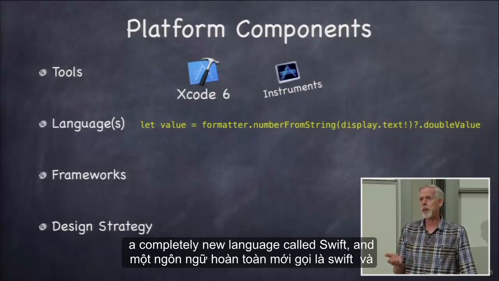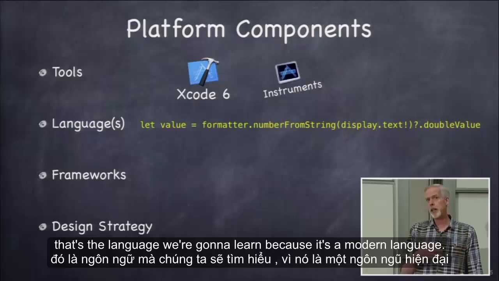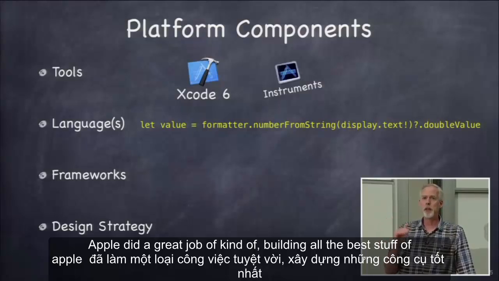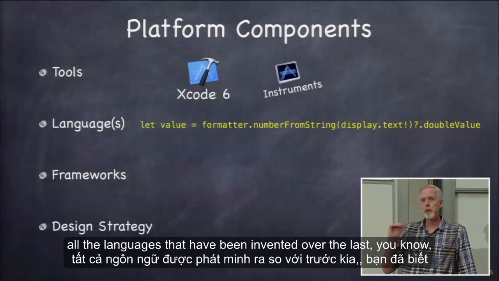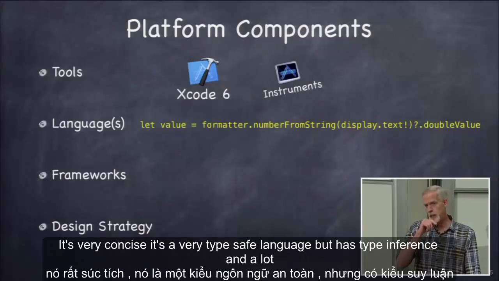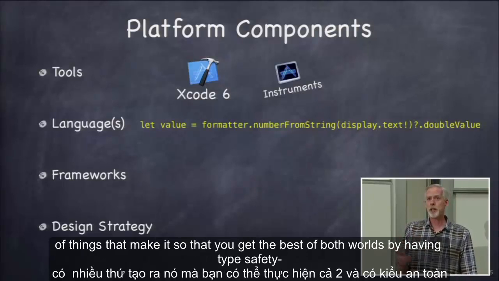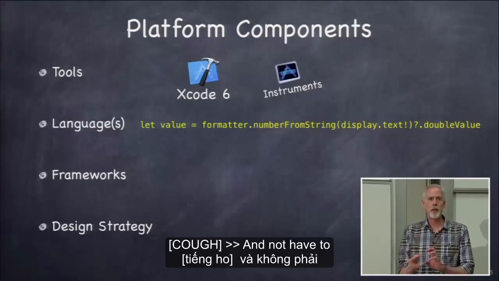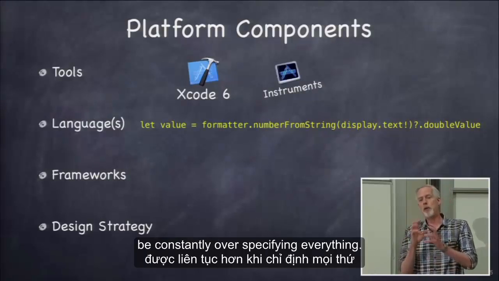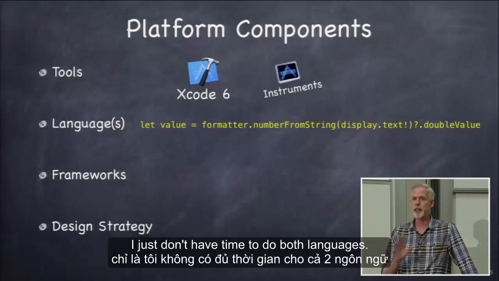And so Apple last summer introduced a completely new language called Swift. And with Swift, you can do pretty much everything in iOS, and that's the language we're going to learn because it's a modern language. Apple did a great job of building all the best stuff of all the languages that have been invented over the last 25 years, but especially the last 5 or 10 years, into this language. It's very concise. It's a very type-safe language, but has type inference and a lot of things that make it so that you get the best of both worlds of having type safety and not having to be constantly over-specifying everything. So we're going to go Swift only. I'm not even going to really talk about Objective-C. I just don't have time to do both languages.